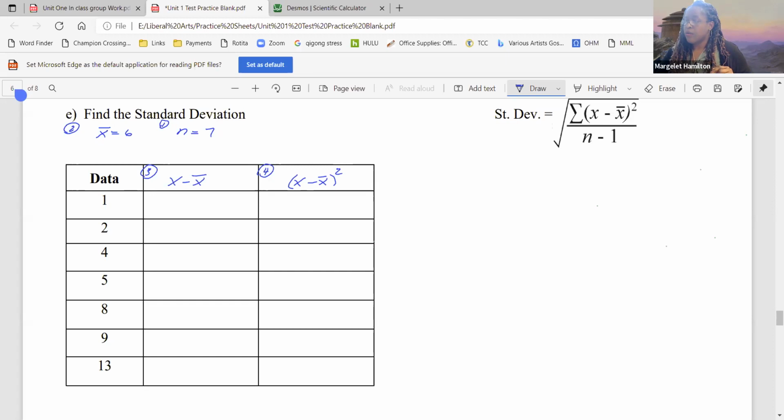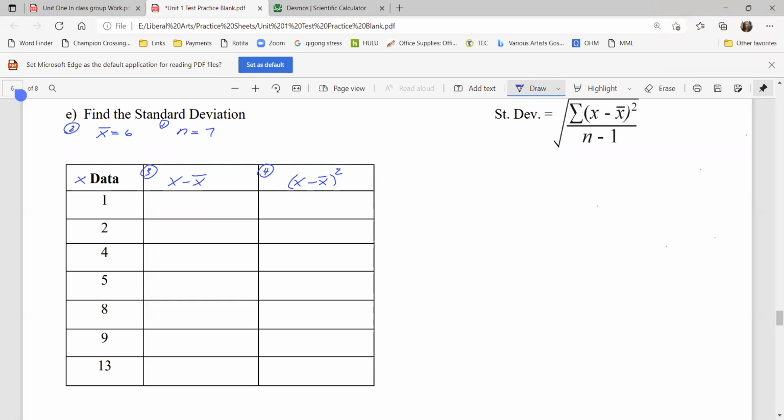Go ahead, we're working it out. Go ahead and create or find the values for your second column, which is x minus x bar. Remember, your data is your x, so you have x minus x bar. Go ahead and find your results, and then we'll verify. Take about 30 seconds to do it.